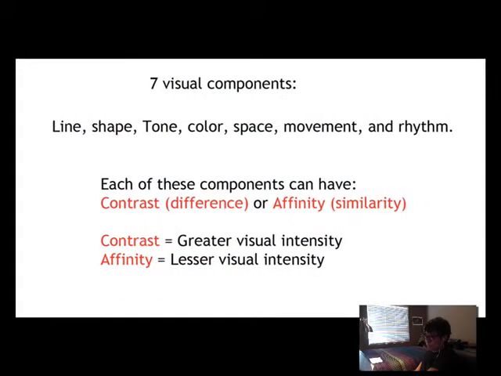So basically we have 7 visual components in visual storytelling, which is line, shape, tone, color, space, movement, and rhythm. Each of these components can have contrast, difference, or affinity, similarity. Contrast equals greater visual intensity, and affinity equals lesser visual intensity. So I'm sharing all of this with you guys because I think they're very important elements in visual storytelling. And to show that, I would like to do a little tutorial here.